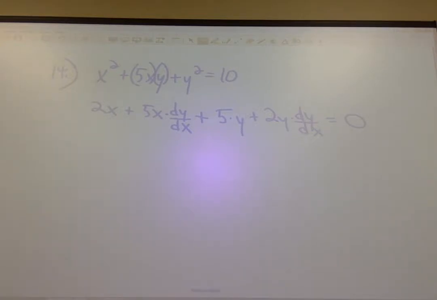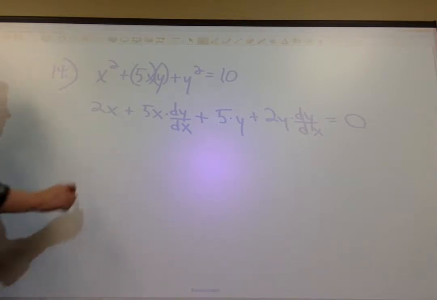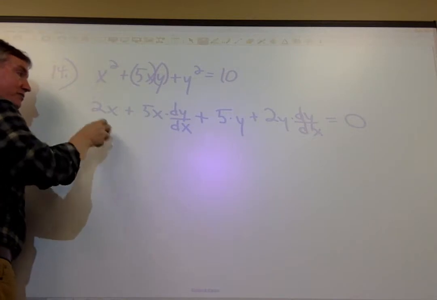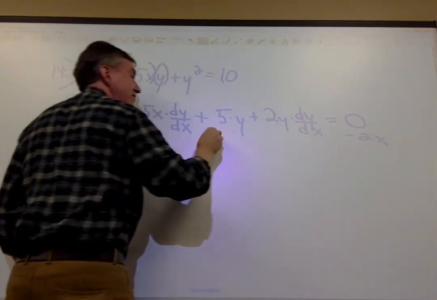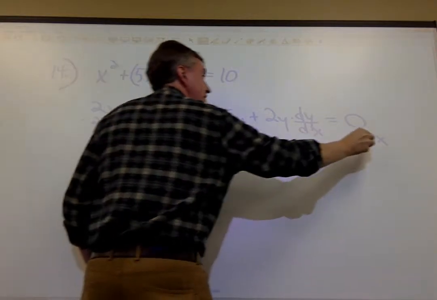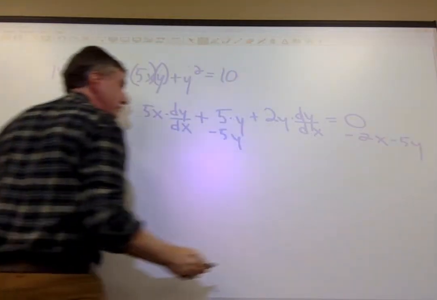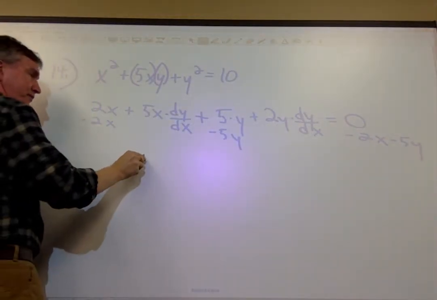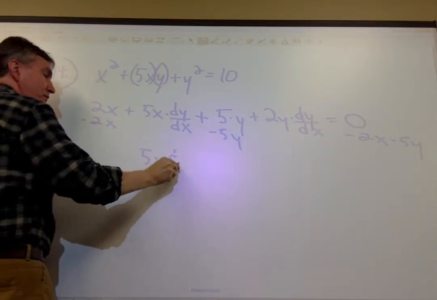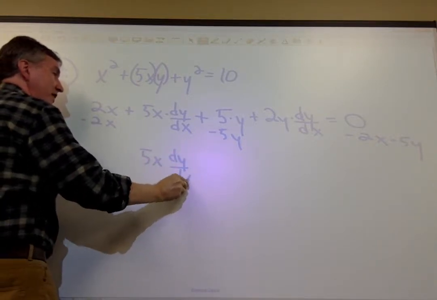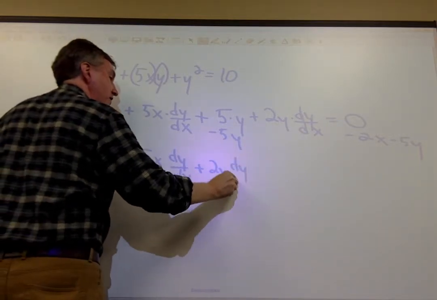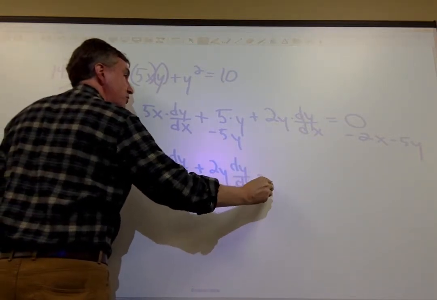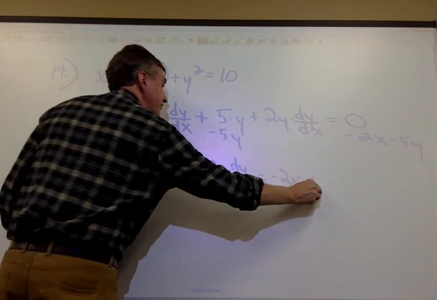Okay. Do you notice this time I have 2 dy dx terms? Get everything else to the right. Let's subtract 2x from both sides. And let's subtract this 5y from both sides. Now what does it look like? 5x dy dx plus 2y dy dx is equal to negative 2x minus 5y.